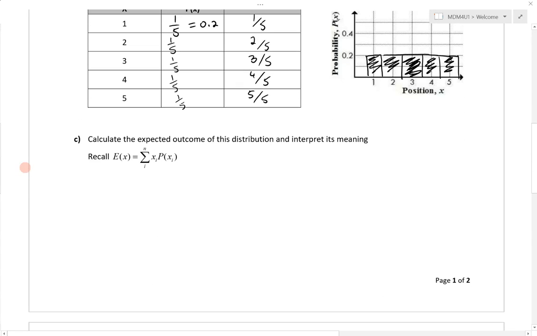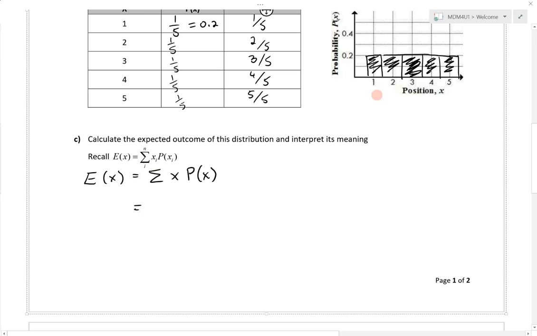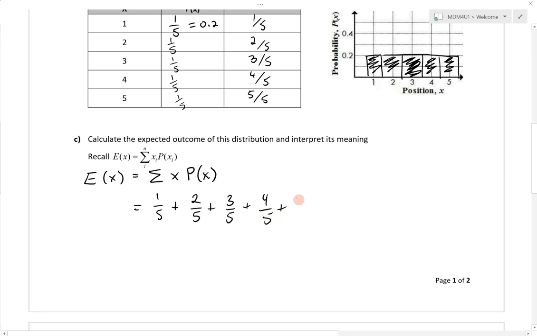Okay, so let's calculate the expected value or expected outcome of this distribution and interpret its meaning. So the expected value E of x is equal to sigma, which is the sum of every single x value times its probability. Okay, so that's what we found in the table here. So 1 over 5, we're going to keep adding all of those values together. So 2 over 5 plus 3 over 5 plus 4 over 5 plus 5 over 5. Okay, and then when I sum all of those numbers up, I get 15 over 5, which is equal to 3. So what does this mean?